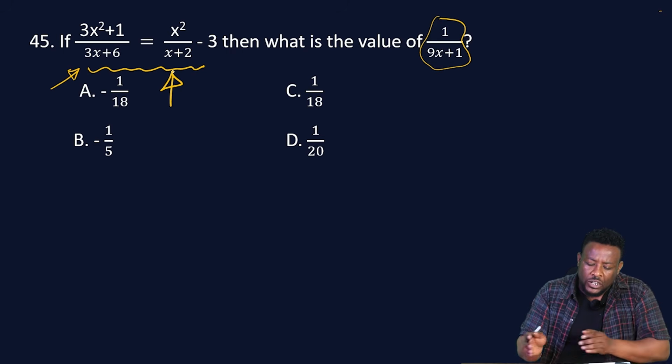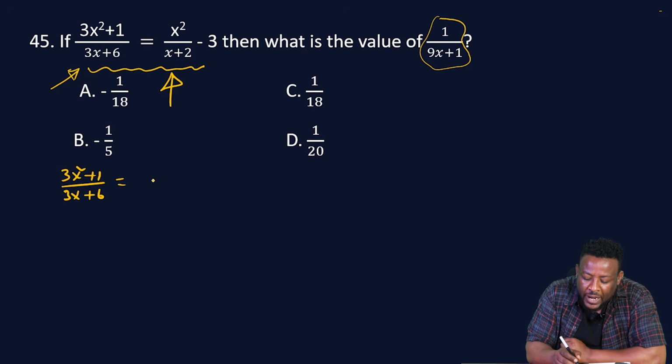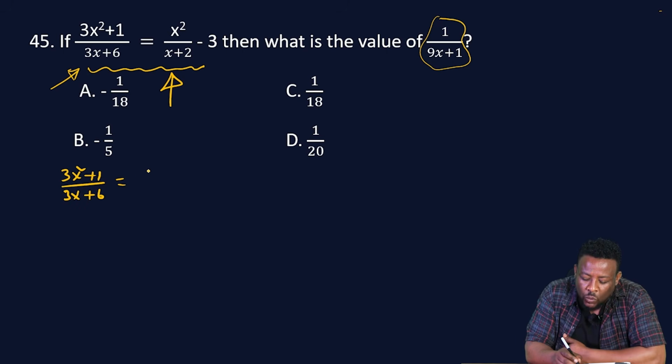Okay, so rational equationን እንወስድና 3x squared plus 1 over 3x plus 6 is equal to x squared over x plus 2 rewrite ብናደርገው አሪፍ ይሆናል። Okay, you can multiply both the numerator and the denominator by the same number, so you can make it 3x squared over 3 times x plus 2 minus 3.